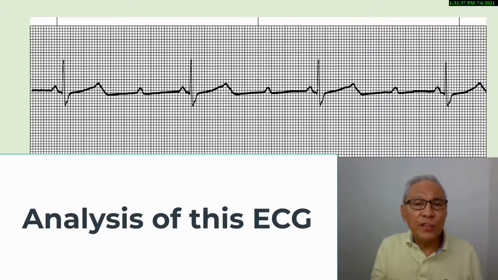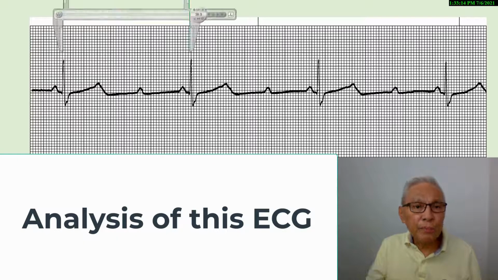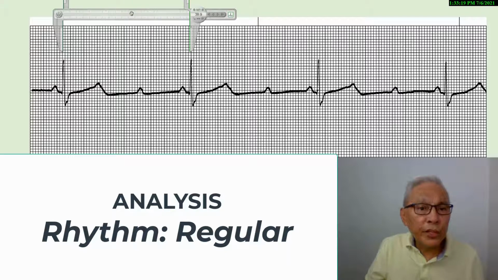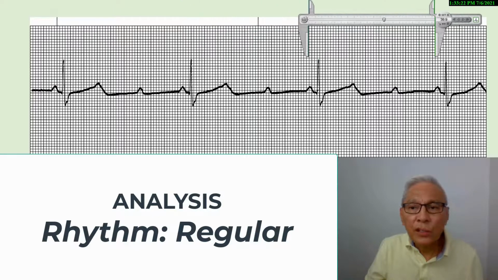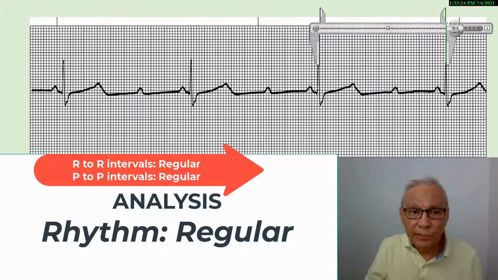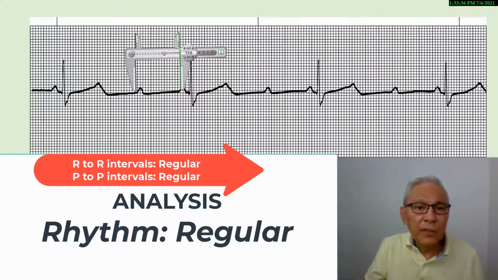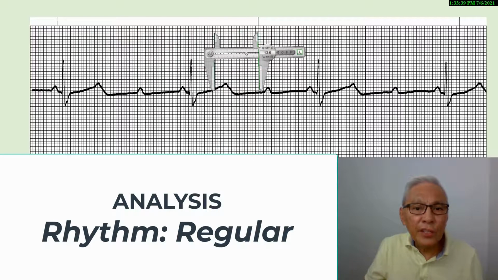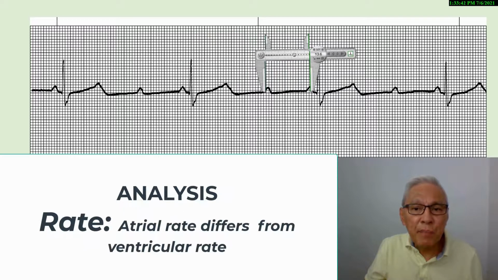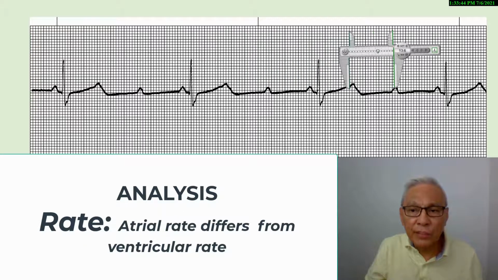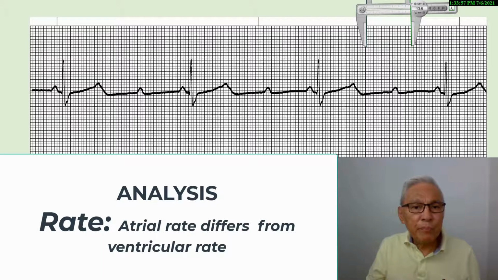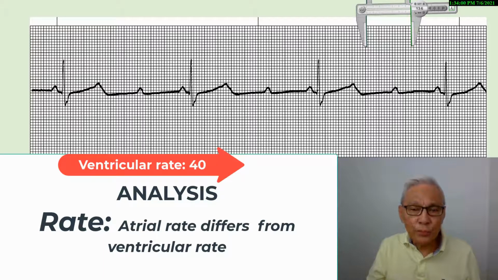Let's discuss this ECG first. Rhythm. The R to R interval is, as you could see, regular. The P to P intervals are going to be regular as well, and therefore the atrial rate is not going to be the same as the ventricular rate. The rate. In this strip, the rate is 40. It is slow.